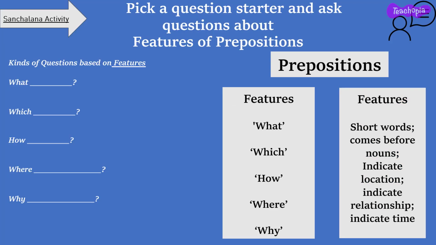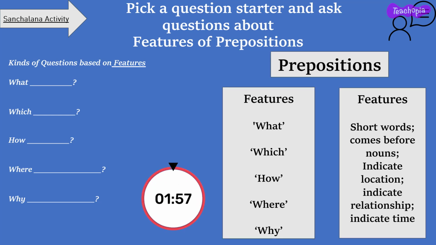Moving on to our next Sanchalana activity. Here, the teachers must pick a question starter and ask questions about features of prepositions. The features have already been given here as a list, and question starters have also been given. Question starters like what, which, how, where, and why can be used to frame questions on the features of prepositions. You have 2 minutes to conduct this activity at your centers.